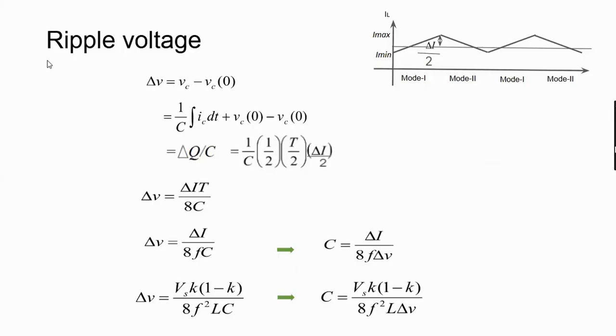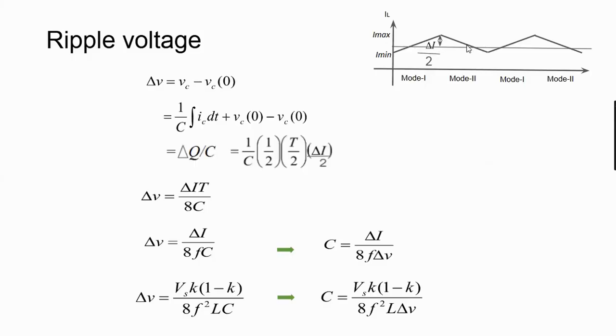So now we have to find the ripple voltage expression. Ripple voltage can be written as del V equal to Vc minus Vc of 0, which can be written as 1 by C integral Ic dt plus Vc of 0 minus Vc of 0, or we can also find del V in terms of del Q. So del V can be written as del Q by C, and this del Q can be found by using the inductor current waveform.